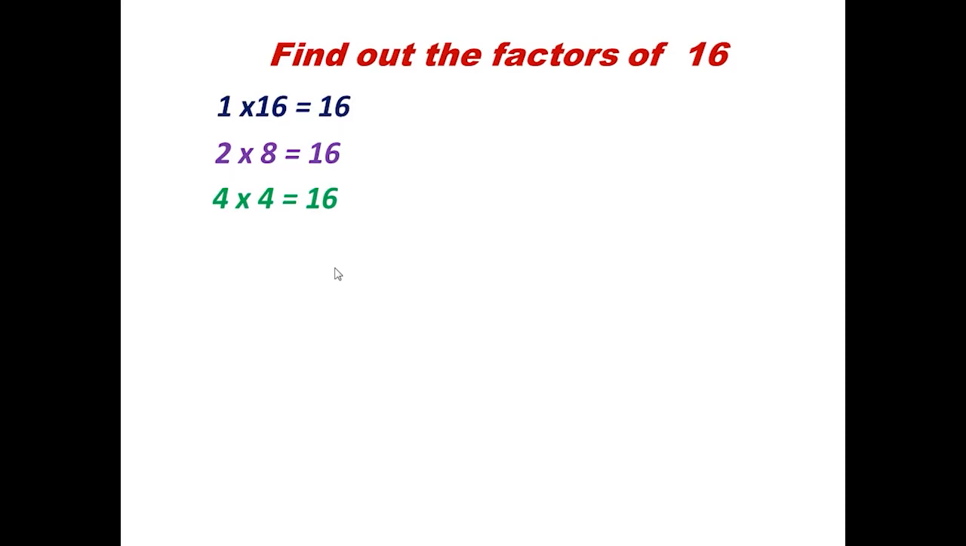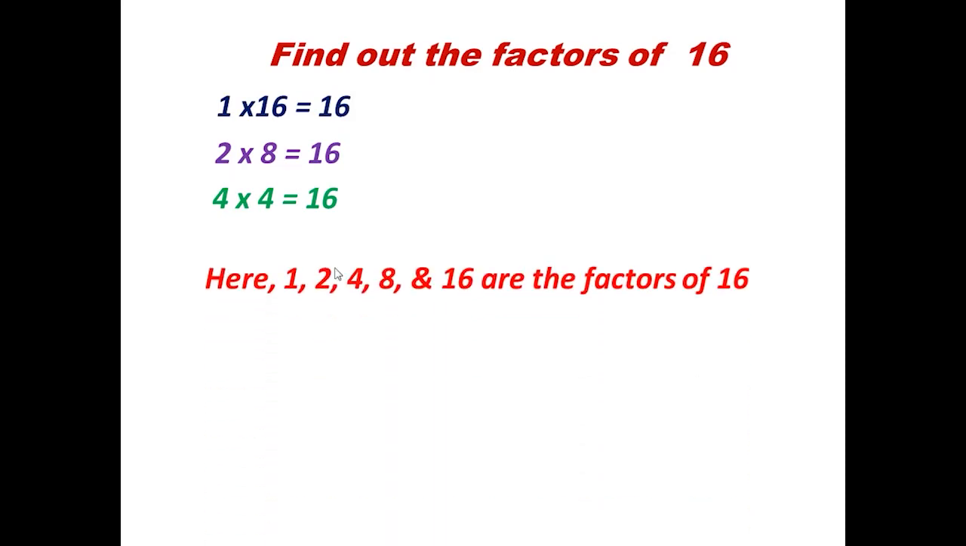Like that, 6 and 7 are also not factors of 16. Now move to 8, and in the table of 8, 2 times comes 16. So here 8 into 2 is 16, and earlier 2 into 8 is 16. Both are the same. So when repetition starts, we stop there, and all these numbers are the factors of 16. So see here, 1, 2, 4, 8 and 16 are the factors of 16.